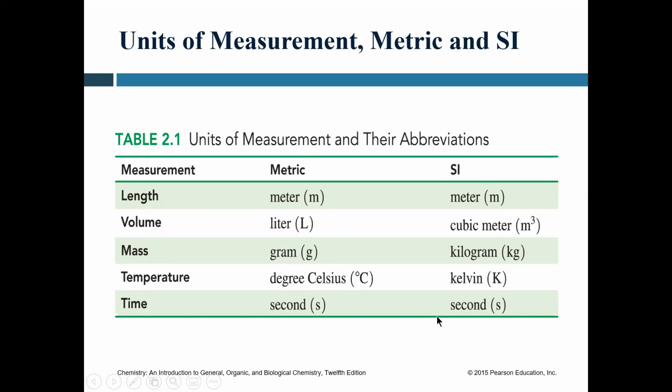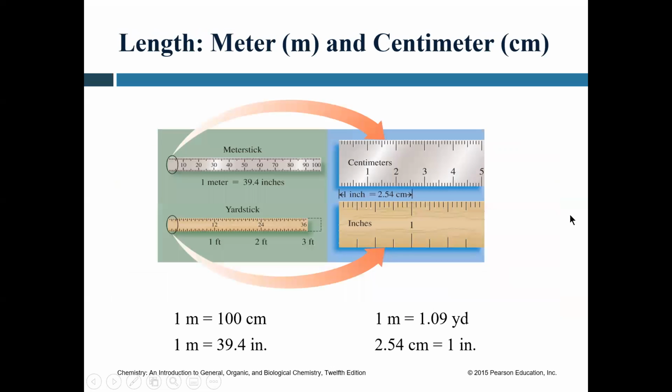Mass, the metric is grams. The SI is actually the kilogram. The gram is such a small value, we tend to use kilogram for SI. Temperature, the metric is Celsius. The SI is Kelvin, and those two relate to each other pretty easily with just an addition or a subtraction of 273, and we'll go over that. Time is second, all over the board.